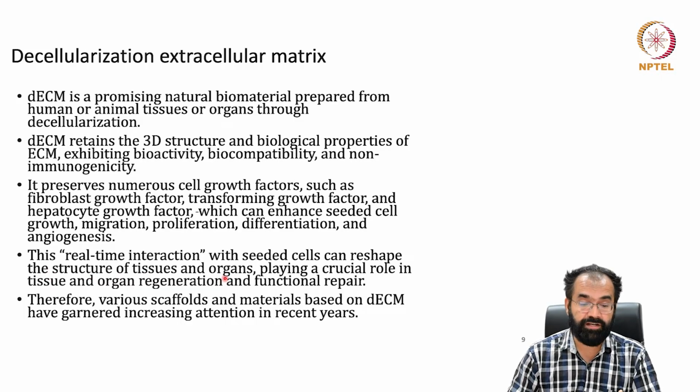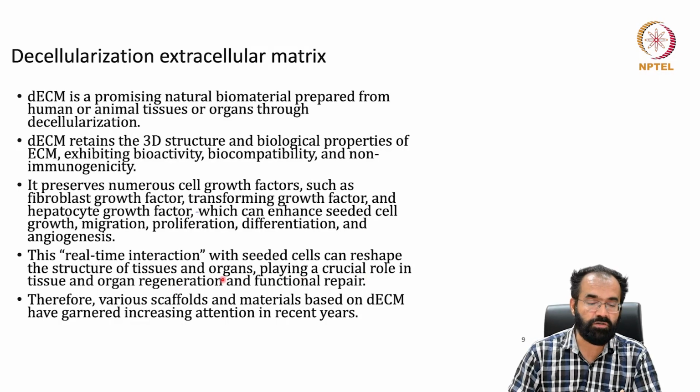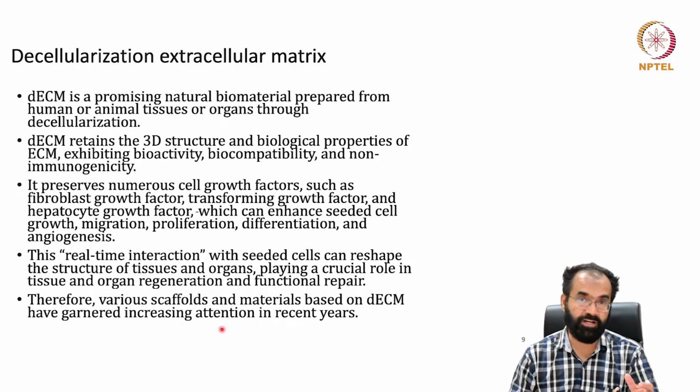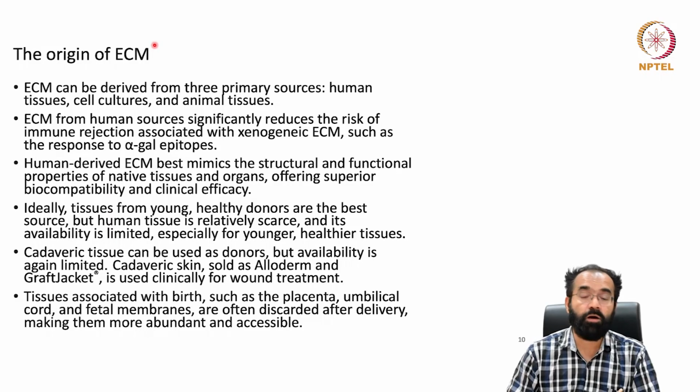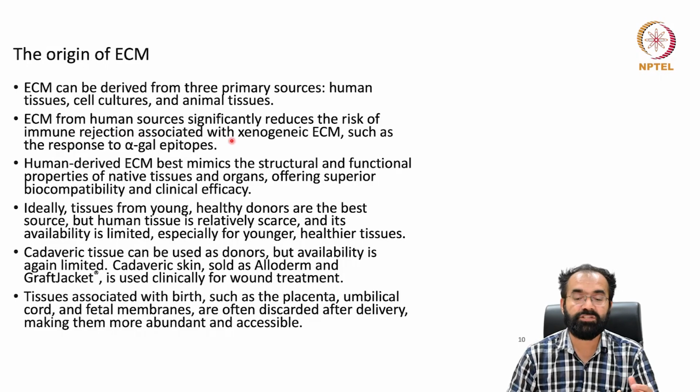This real-time interaction with the seeded cells can reshape the structure of tissues and organs, playing a crucial role in the tissue and organ regeneration and its functional repair. Therefore, various scaffolds materials based on dECM have garnered increasing attention in recent years because it works. Hence, people will go after it. The origin of ECM. ECM can be derived from three primary sources: human tissues, cell cultures and animal tissues. This we know. These are all the sources of ECM. ECM from human sources significantly reduces the risk of immune rejection associated with xenogenic ECM.